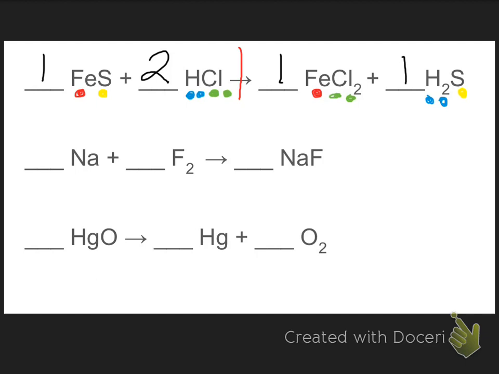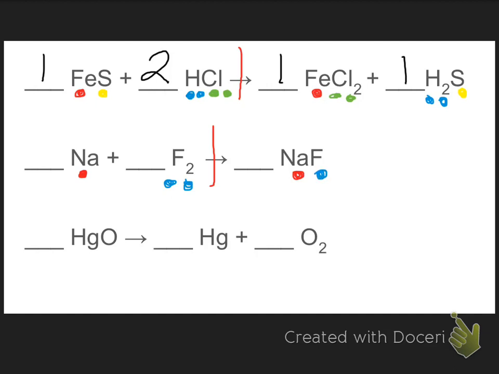Moving on to my next equation. Remember, I need to balance left-hand side versus right-hand side. So I'm going to start with my sodium. I have 1 sodium on my left-hand side, 1 sodium on my right-hand side. So far, I'm balanced. Moving on to fluorine. I have 2 fluorines on the left-hand side. I have 1 fluorine on the right-hand side.